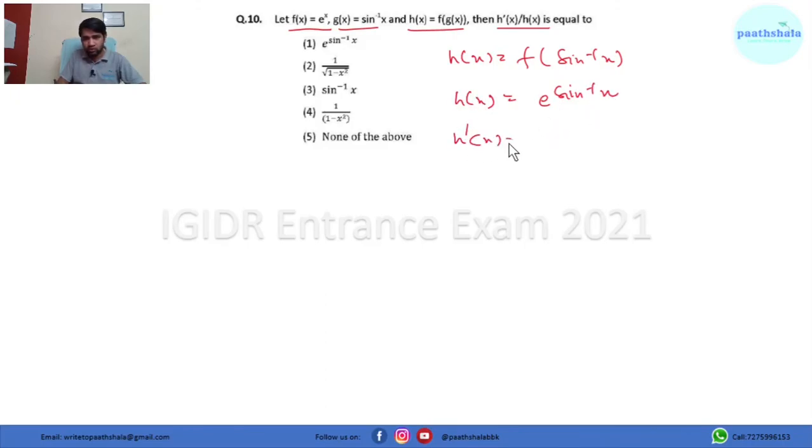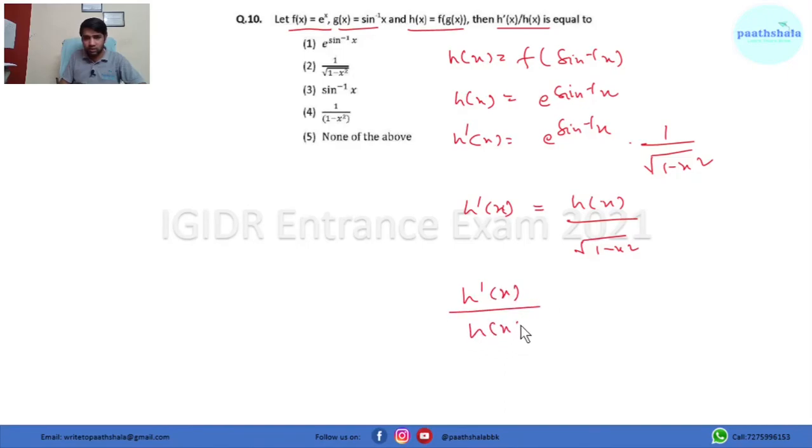Now h dash x will be the differentiation of this function. So this will be e to the power sine inverse x. By the chain rule, we'll differentiate sine inverse x. So this will be 1 upon under root 1 minus x square. So this is basically h of x upon under root 1 minus x square. This is your h dash x. Now I'm going to divide this by h of x. So h dash x upon h of x equals 1 upon under root 1 minus x square. Okay, so this is what we have to find. So if I go by choices, option 2 is the right option.